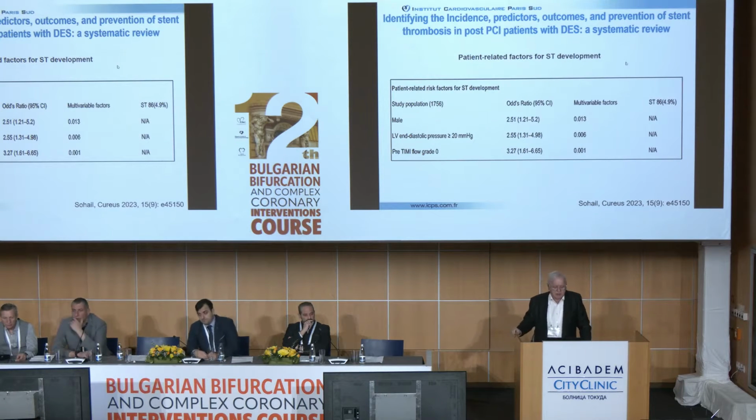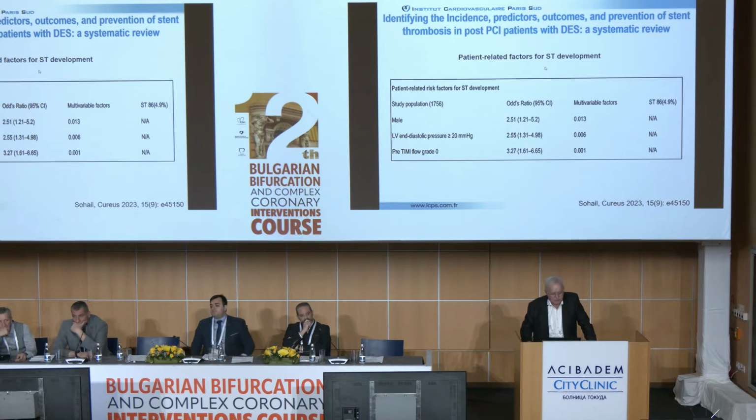So the patient-related factors for stent thrombosis development are male sex. This is statistical. Left ventricular end-diastolic pressure more than 20 millimeters of mercury, which normally we don't measure, and previous TIMI flow grade 0.